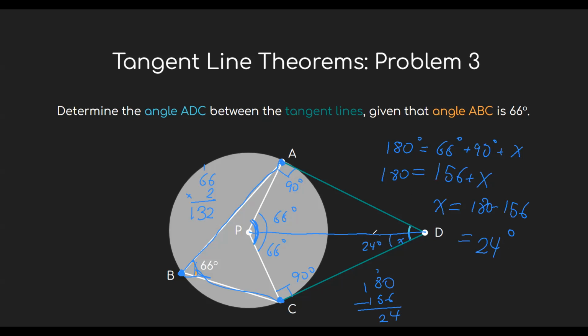Now that isn't actually our answer, because remember, we split this whole thing in half. We split this angle in half, which means that this angle is also split in half. So if we found half of it, then what is the whole thing? Well, the whole thing is just 24 times 2, right? 2 times 4 is 8. 2 times 2 is 4. So this whole thing is 48 degrees. And that is our answer.